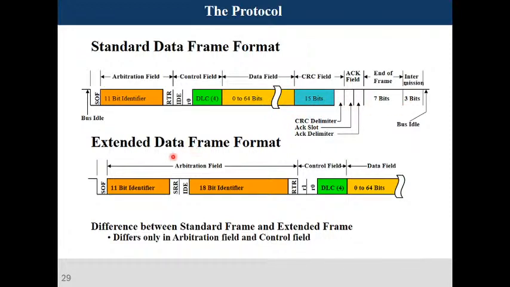The extended data frame is nothing but the same. Start of the frame, again the 11-bit identifier. Instead of RTR, here we are using SRR, and IDE is the same. Then SRR says it's an extended frame format. So again we are transmitting an 18-bit identifier. This is the message identifier, and this is also the message identifier.